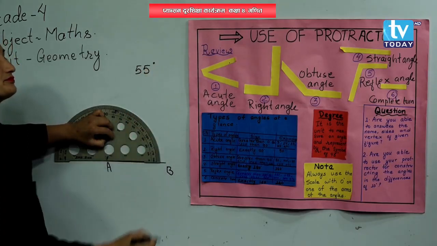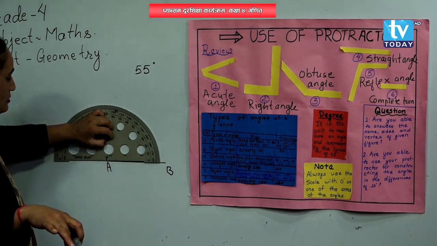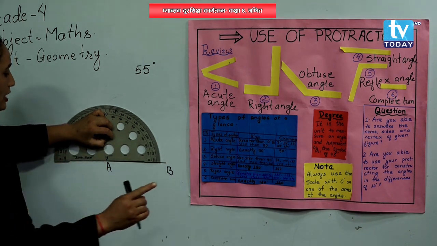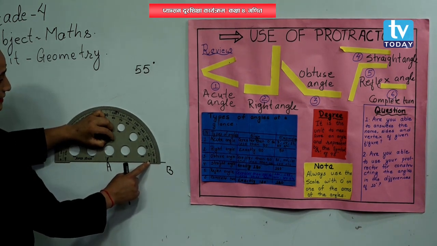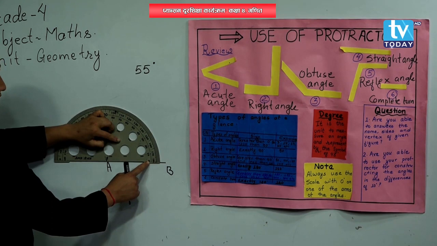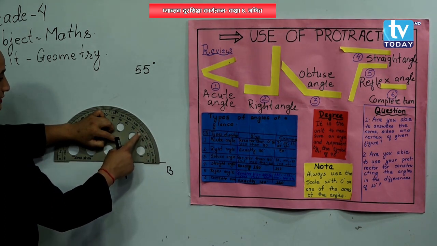55 degree. It is more than 0 degree and less than 90 degree. So I am going to draw the 55. Now count it by yourself. 0. It is in the straight line, right? 0 is in a straight line. Now 10, 20, 30, 40, 50.